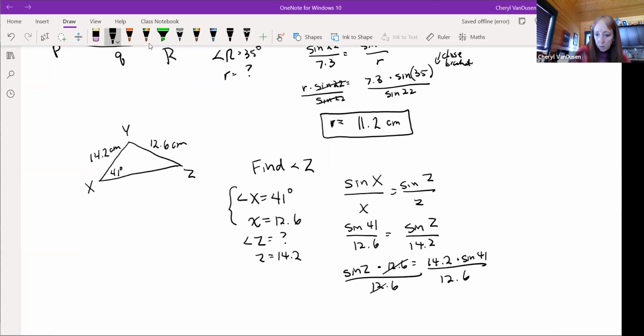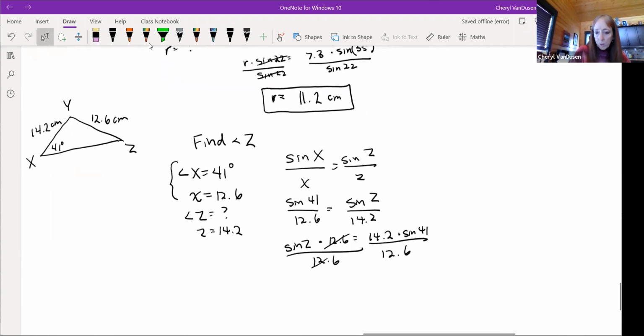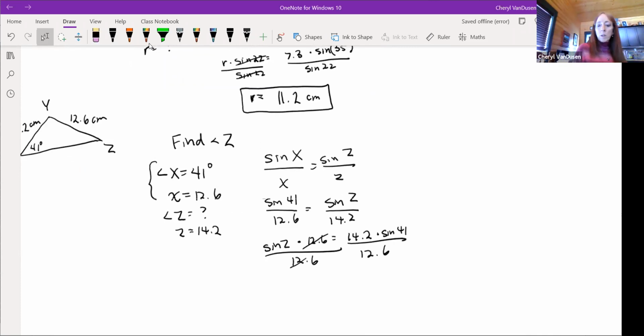Cross this out like that. Now we have to do this in two steps. We need to go 14.2 times sine 41 divided by 12.6. The only caution is close this bracket or you run into huge grief. So let's do that. 14.2 multiplied by sine of 41, close the bracket, and then divide by 12.6. So you get a decimal, right? So we've got sine Z is 0.739368. You don't have to write it all down.